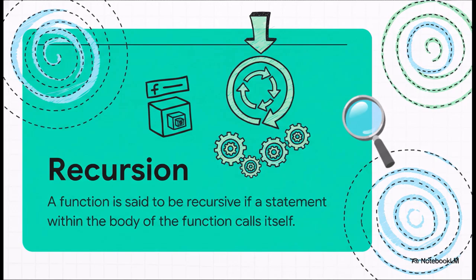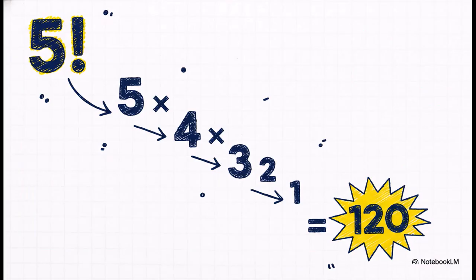Instead of using a loop, the function just keeps calling itself, getting one step closer to a really simple final answer with each and every call. A classic problem that's perfect for recursion is calculating a factorial. The factorial of 5, which you write as 5 with an exclamation point, is just 5 times 4 times 3 times 2 times 1. Let's watch how a recursive function would chew through this problem.